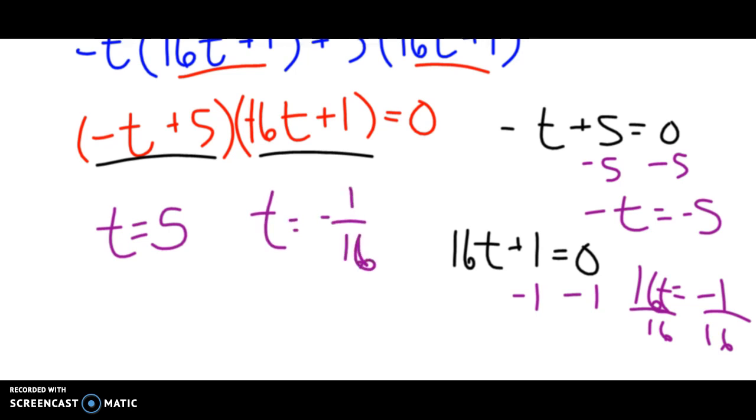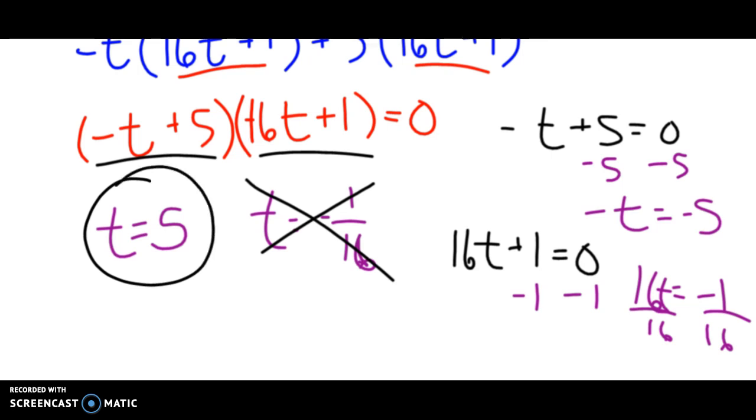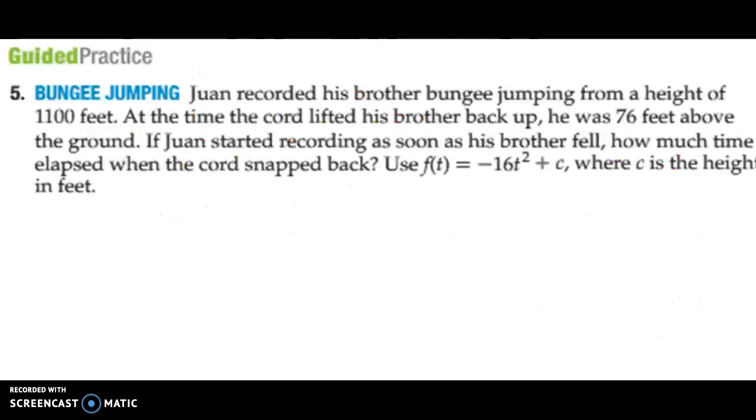And now what we can do is get rid of the solution that doesn't make sense. If you throw a javelin, it's not in the air for a negative amount of time. So the only answer that makes sense is 5 seconds. How long is this javelin in the air? It's in the air for 5 seconds. Here's an example that you can try as well.